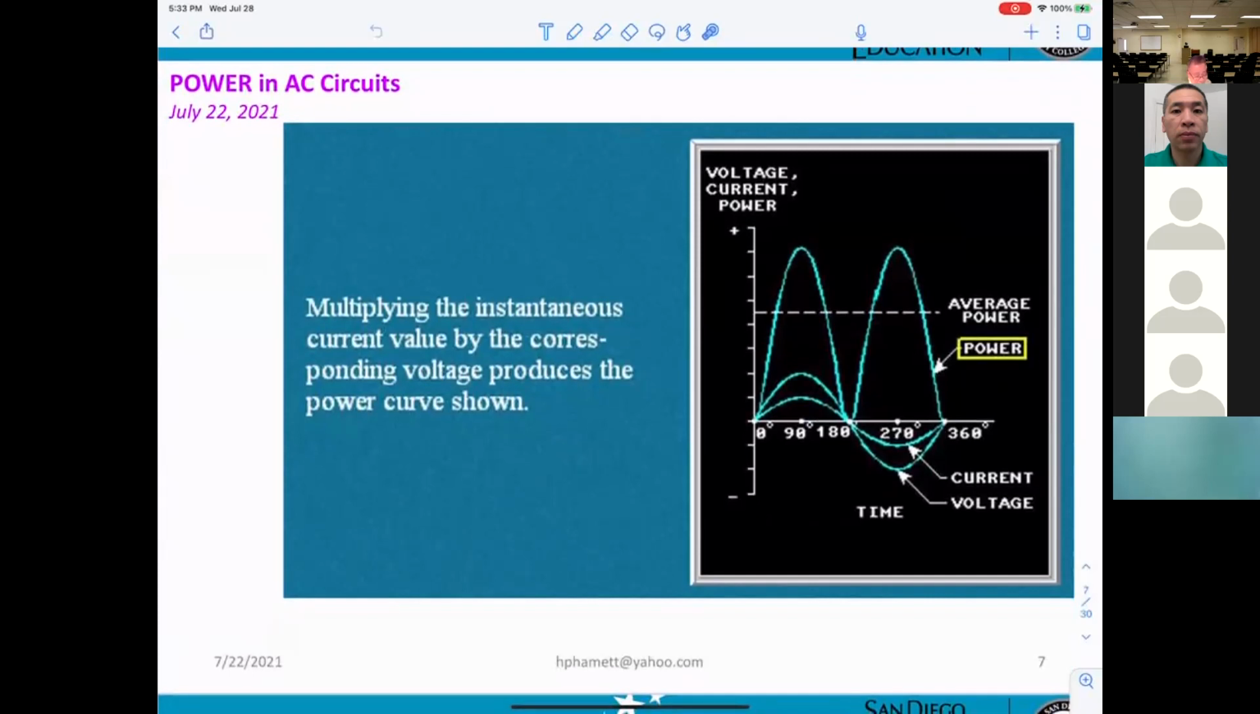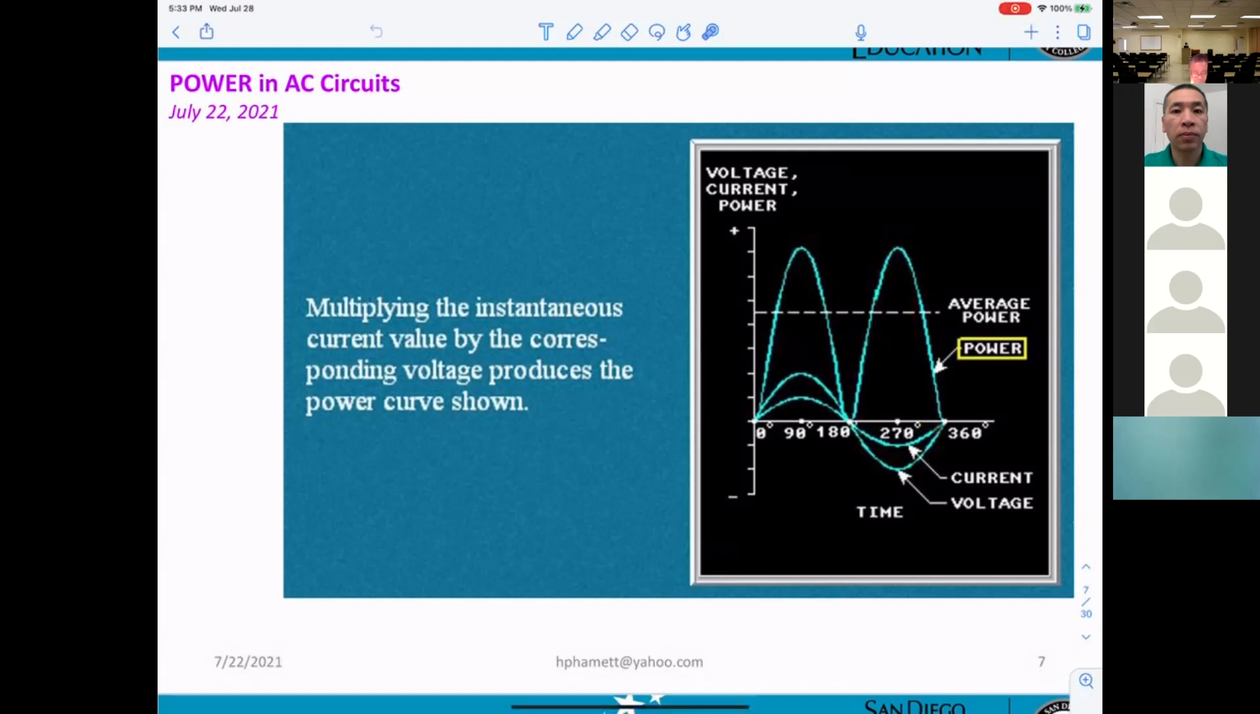Okay, multiplying the instantaneous current value by the corresponding voltage produces the power curve, as so. Basically, you get the voltage and the current, and you calculate the power, and you can see this is the power displayed here.